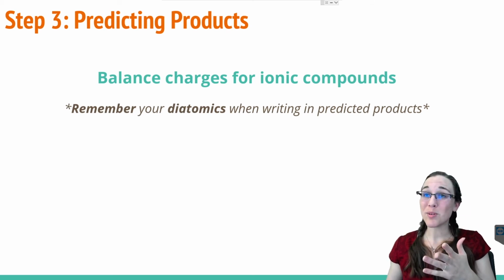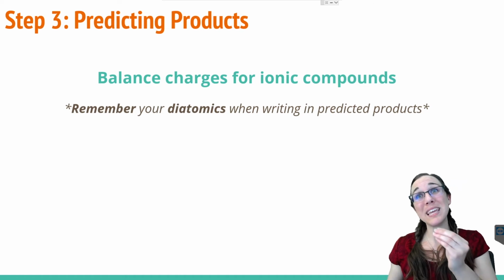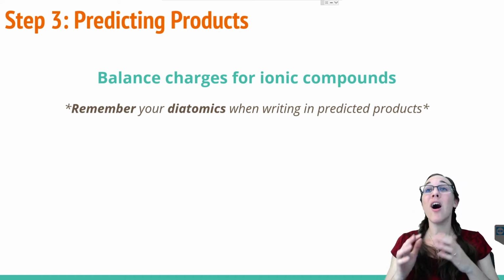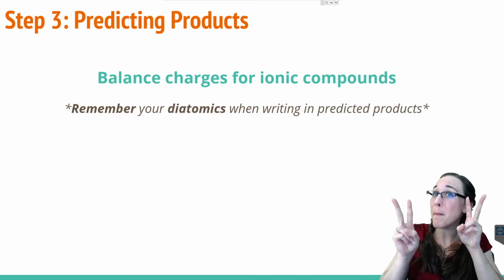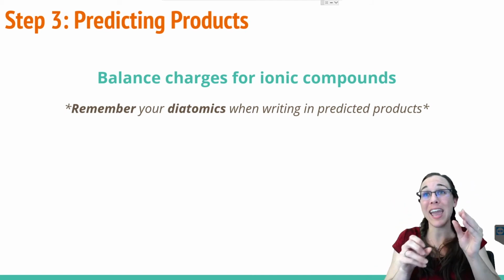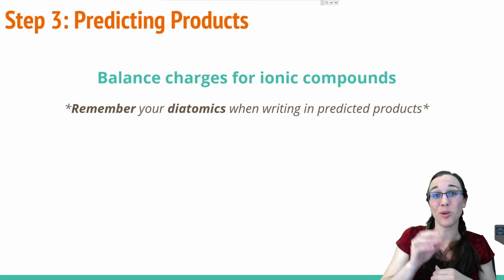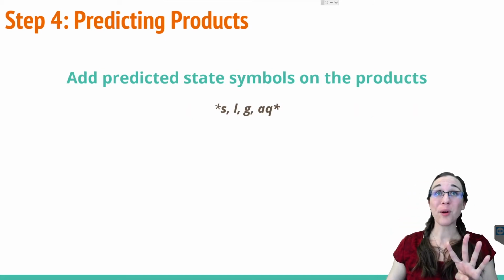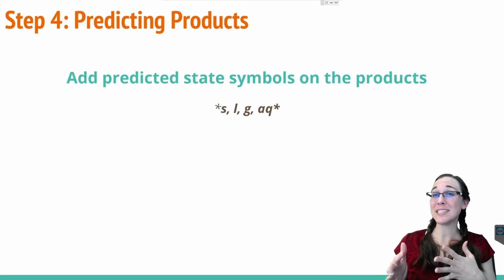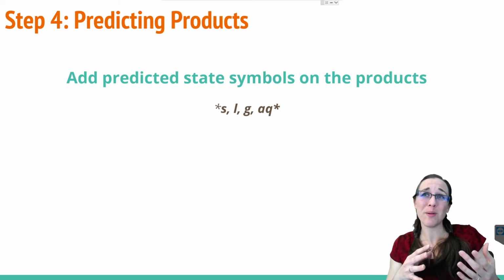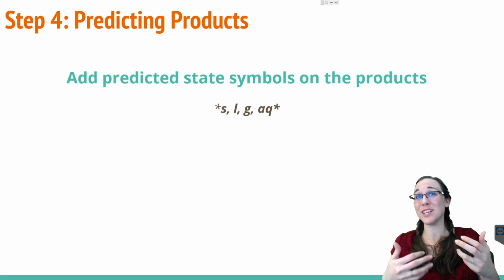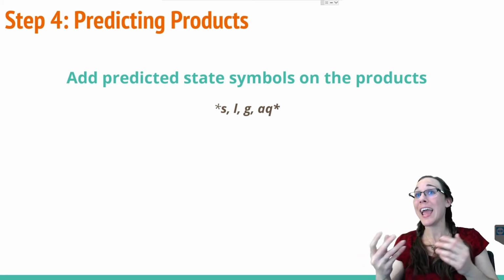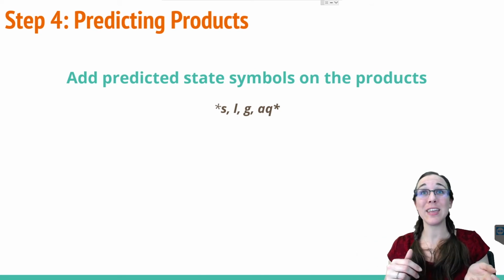And also remember that your diatomics will never be alone. So that's the H, the O, the N, the Cl, the I, the F. All those guys are never going to be by themselves. They're always going to be H2 if they're not bonded to something else, or O2, Cl2, F2, and so forth. And step four would be to add any predicted state symbols based on what you know about the state symbols and what the equation was giving you if it was written out. Solid, s, liquid, l, g, gas, aq, aqueous.